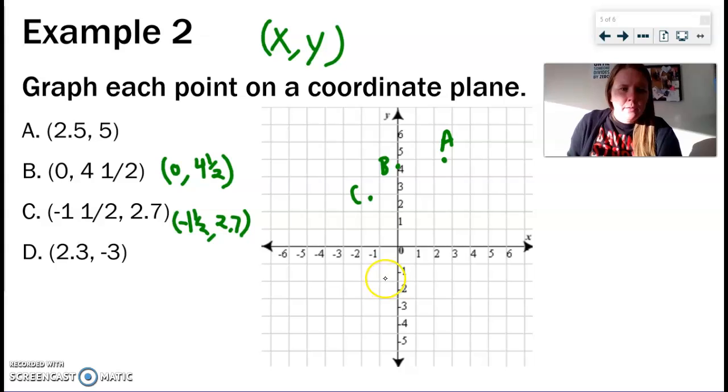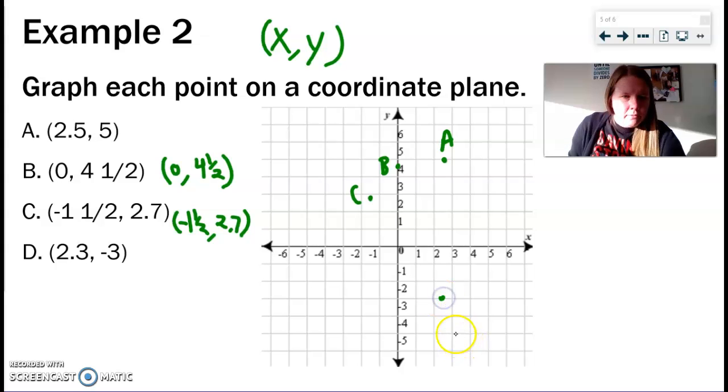Then my last one's a little more straightforward. D, I got (2.3, ...). So I'm going to go over to 2.3. That's going to be in between 2 and 3. Thinking about my 0.3 then, that's going to be a little closer to 2, so maybe I'm going to want to come here. And then I'm going to go down to 3.